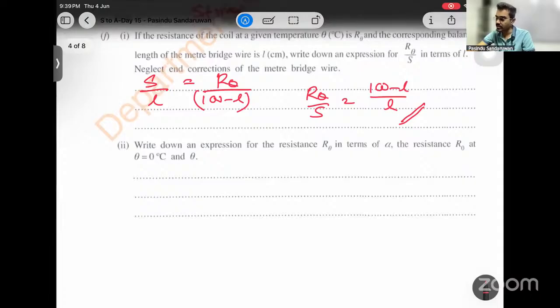Next, write down an expression for the resistance R theta in terms of alpha. The resistance is R naught at theta equals 0 degrees Celsius, and theta. Very straightforward, because we have only one equation in our syllabus which has a relationship between temperature and resistance. That is R theta equals R naught times 1 plus alpha theta. That's it. Very straightforward.